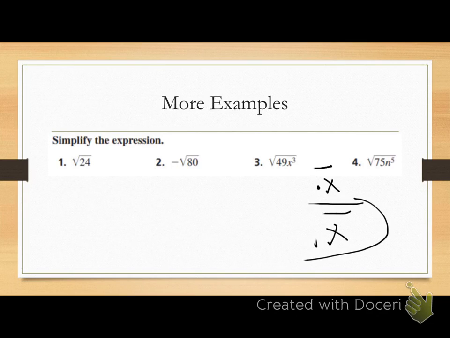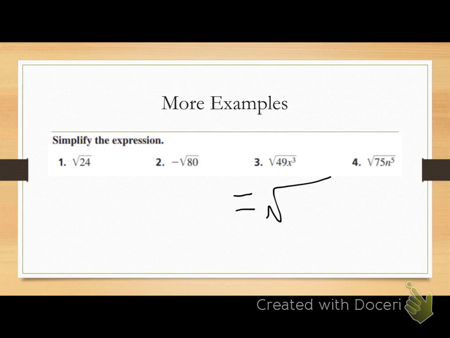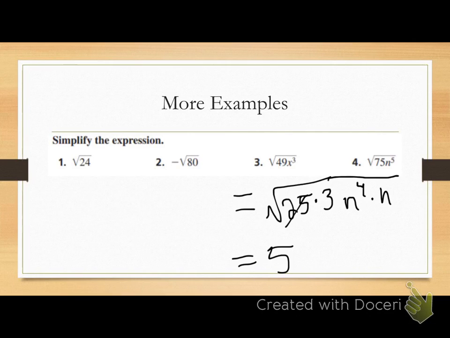And let's look at the last one. Square root of 75 n to the 5th. The biggest perfect square that goes into 75 is 25. 25 times 3 gives me 75. And then I need to break n to the 5th down into something that I can take the square root of. So I can break it down into n to the 4th times n. So taking the square root of 25, I get 5. Done with that. I can't take the square root of 3, so that's going to stay under the radical.